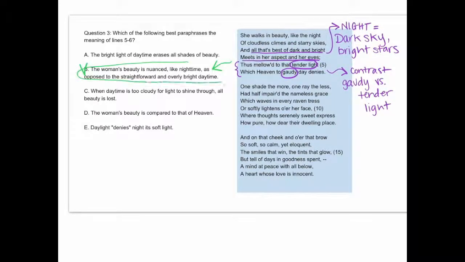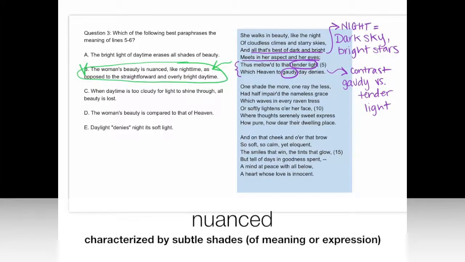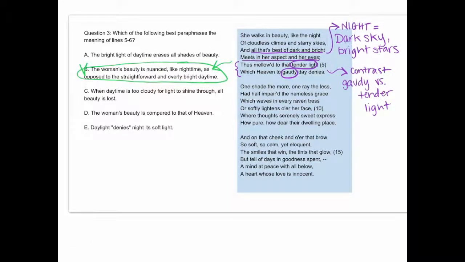The woman's beauty is nuanced like nighttime as opposed to the straightforward and overly bright daytime. The woman's beauty has all that's best of dark and bright. It's mellowed to that tender light, unlike the gaudy bright light of daytime. Glancing over the rest of the answers, A. The bright light of daytime erases all shades of beauty, and C. When daytime is too cloudy for light to shine through, all beauty is lost, are not supportable at all.